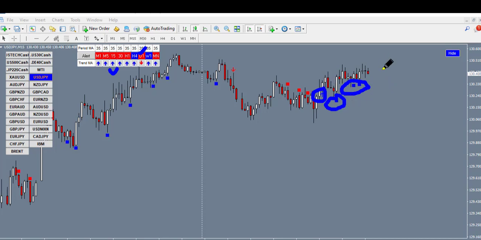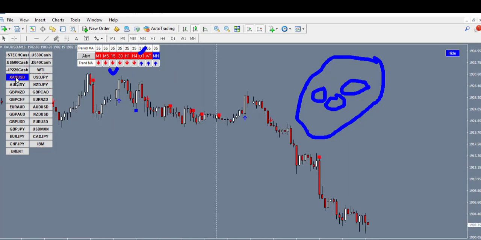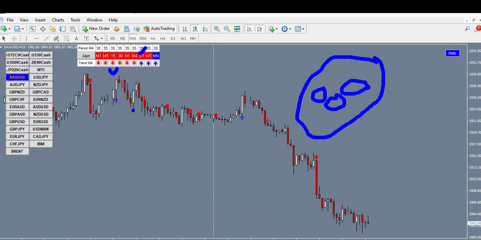So the only trade you are going to take is buy, just because D1 is up and the 15 minutes is up also. So you are going to take only trade in direction of the candle that is forming. Now let's check another pair, or let's see gold. Let's see what is going on gold right now.